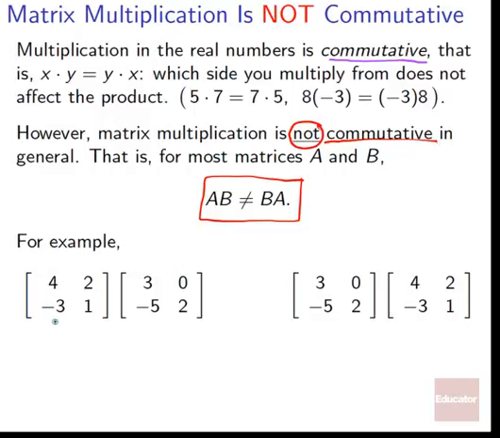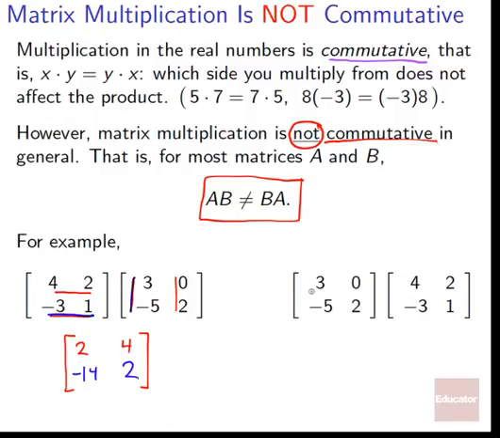So if we have this first matrix, 4, 2, negative 3, 1, and 3, 0, negative 5, 2, then we know we're going to get a 2 by 2 matrix out of this because they're both 2 by 2. So first row on first column: 4 times 3 gets us 12, 2 times negative 5 gets us negative 10, so that comes out to 2. Then 4 times 0 is 0, 2 times 2 is 4, so 4. Now negative 3, 1 on 3, negative 5: negative 3 times 3 gets us negative 9, 1 times negative 5 gets us negative 5, so negative 14 total. Negative 3, 1 on 0, 2: negative 3 times 0 is 0, 1 times 2 is 2. Okay, so that's what that first matrix came out to be.